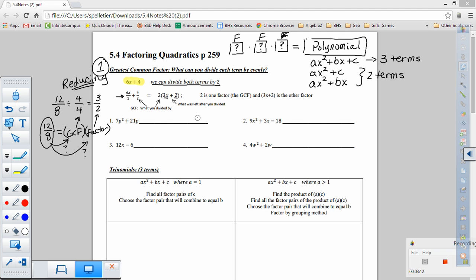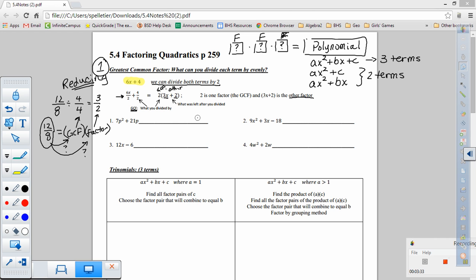But notice how you write your answer. Whatever it is that you divided by, you put outside your parentheses. That is your greatest common factor. Okay, so this is your greatest common factor. It is 2. And then what's left is what we call the other factor. If I multiplied 2 and 3x plus 2, in other words, if I distributed that 2, multiplied it by both of the things inside the parentheses, I would get 6x plus 4. So those are the two factors that multiply together to give me 6x plus 4.